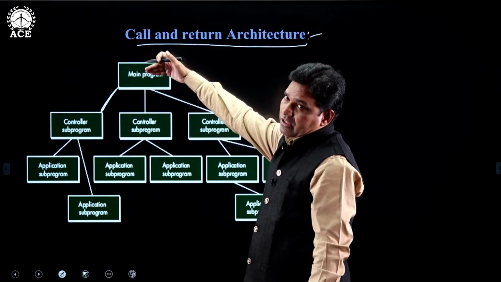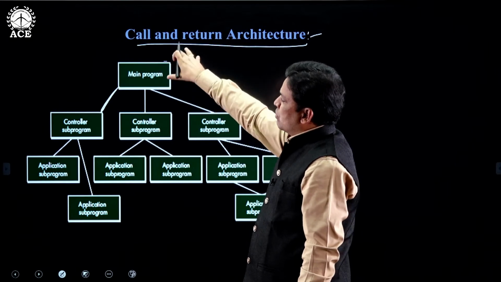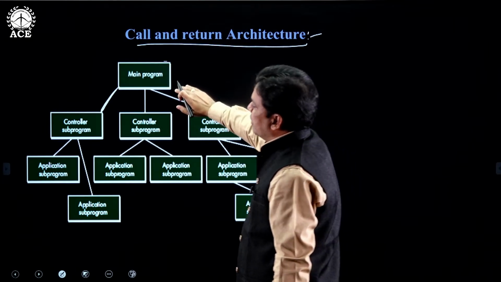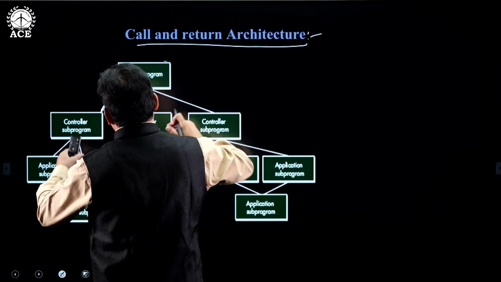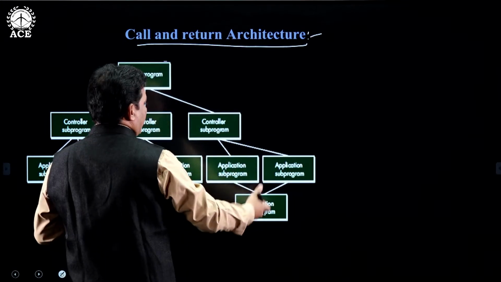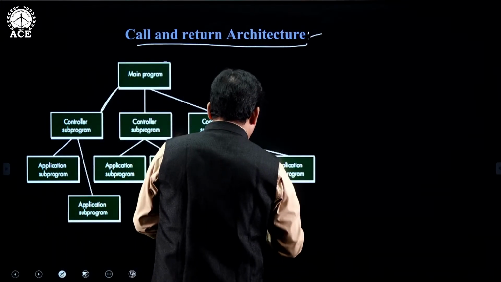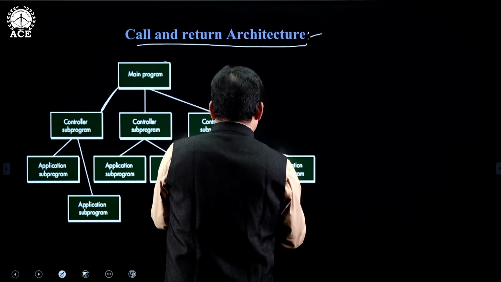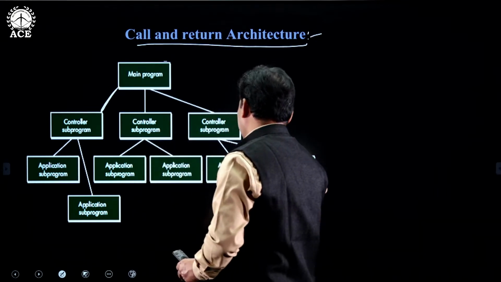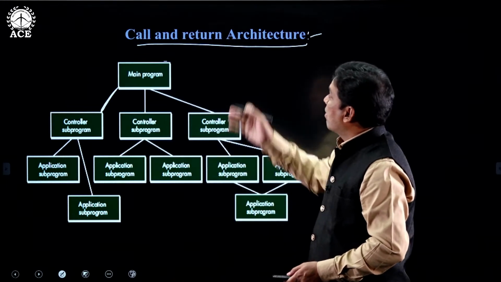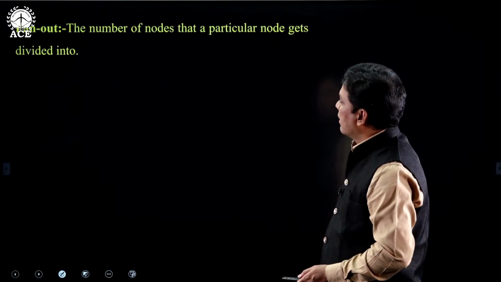So as we had discussed, a large complex application gets divided into subprograms. Again, subprograms get divided into subprograms which can perform their own operations. After performing their own operations, some integration will also take place here. So that is call and return architecture.